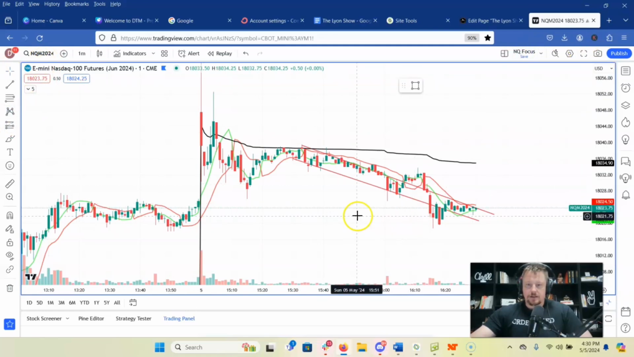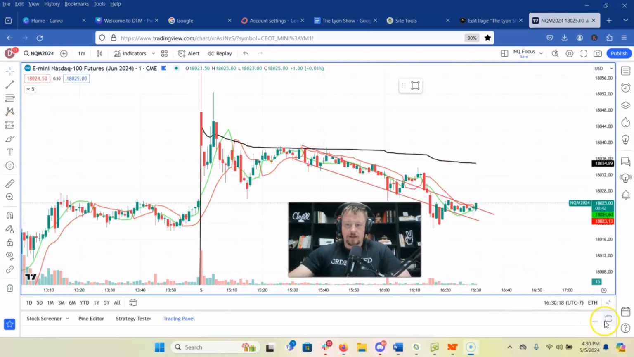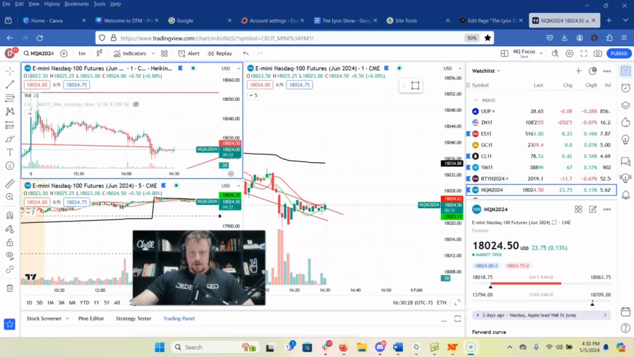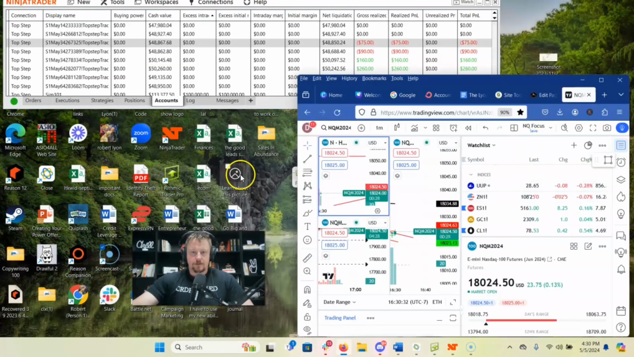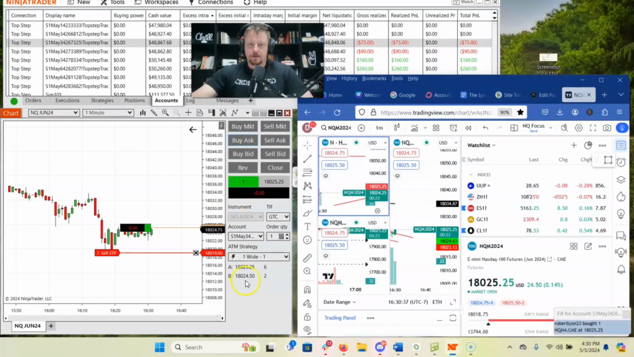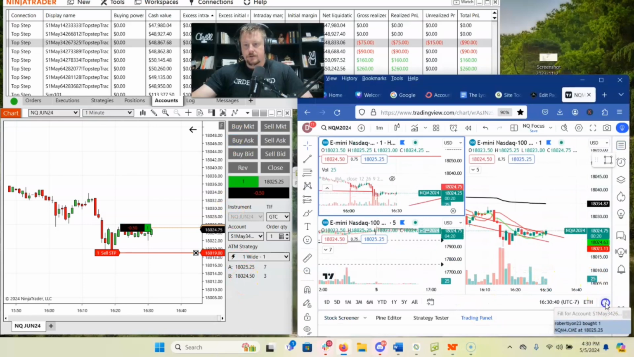So again, this is NQ. The market's just open on a Sunday. Typically I'll have three things popping up. Change your tickers over here. You can set up your watch list over here. Whenever I'm trading, I'll trade on NinjaTrader, but I'll monitor the moves on TradingView.